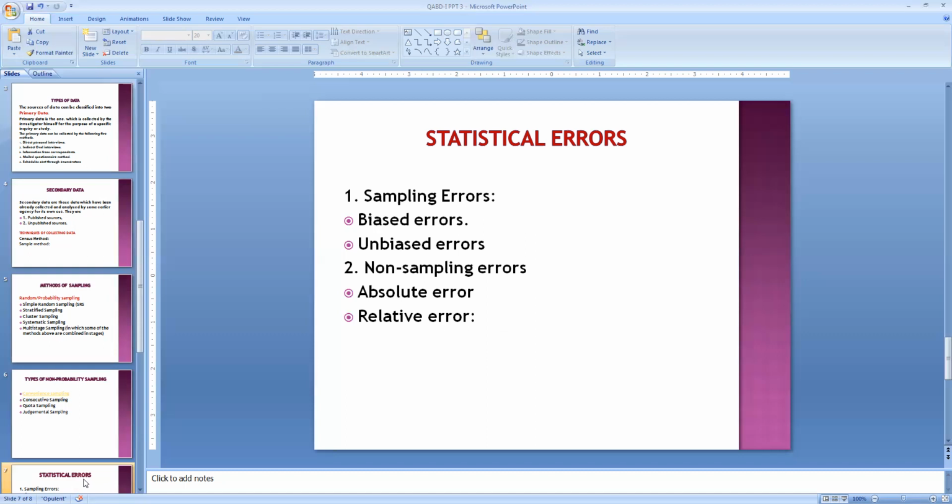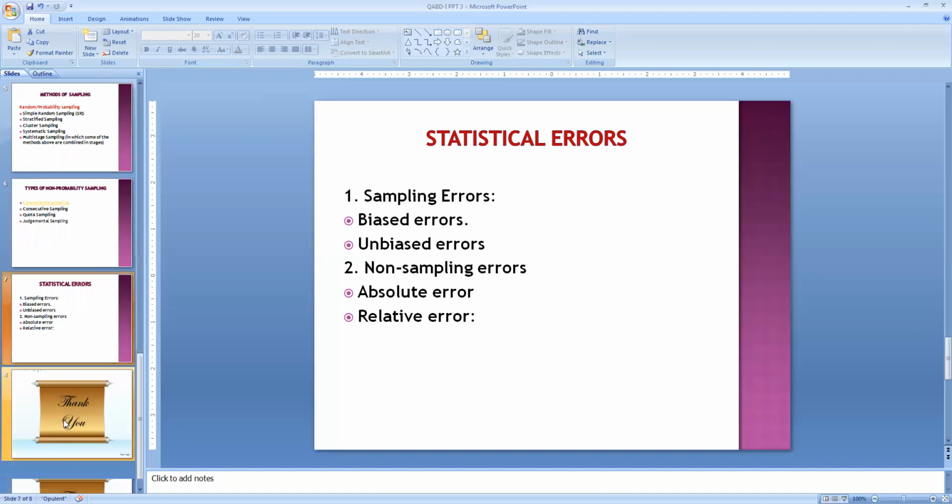The next one is non-sampling errors. Non-sampling errors are other than sampling errors, and arise due to negligence, lack of knowledge, defectiveness, and misunderstanding. Again, in non-sampling errors, we see absolute error and relative error. So these are all the statistical errors.